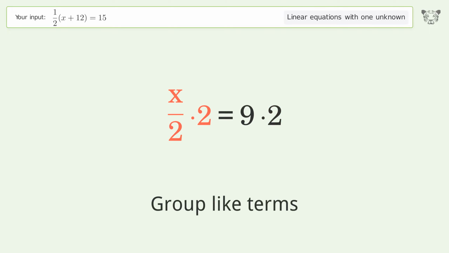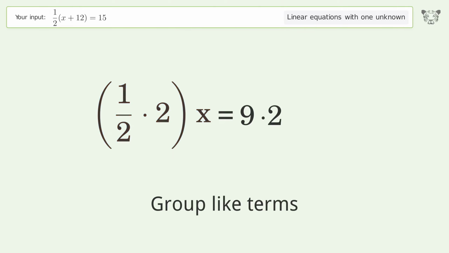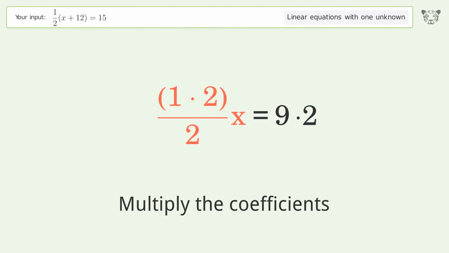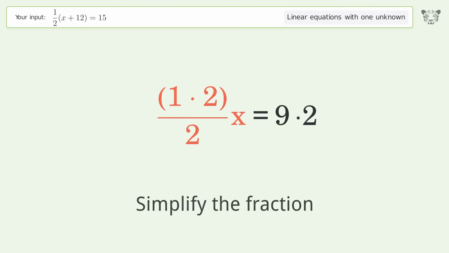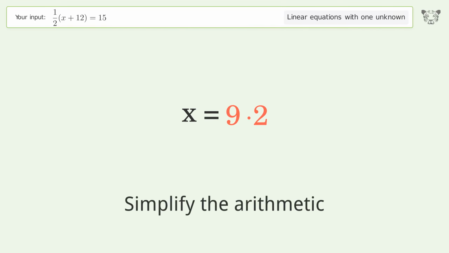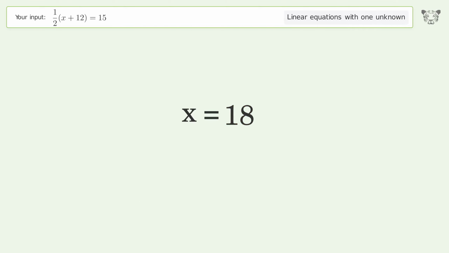Group like terms. Multiply the coefficients. Simplify the fraction. Simplify the arithmetic. And so the final result is x equals 18.